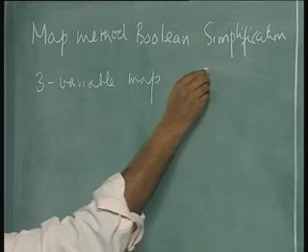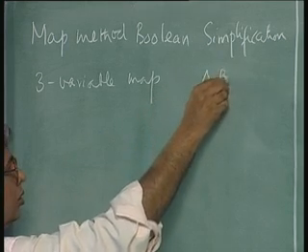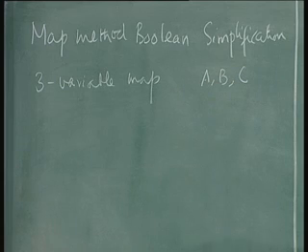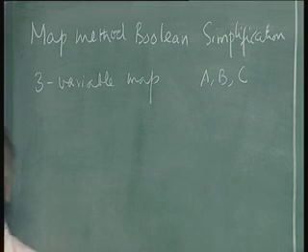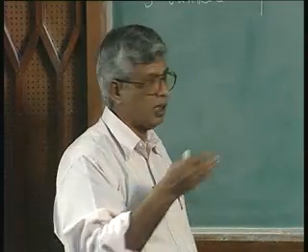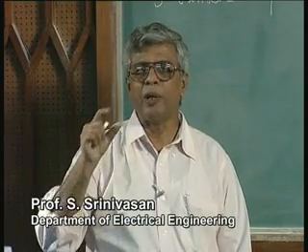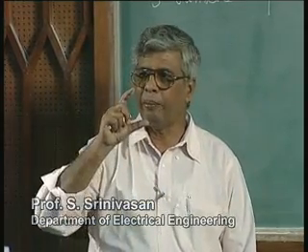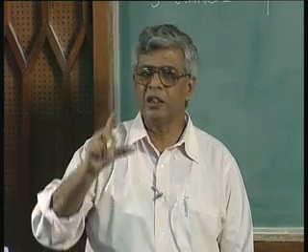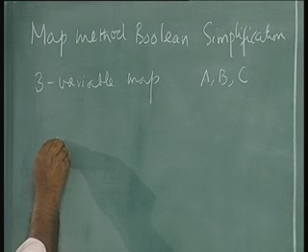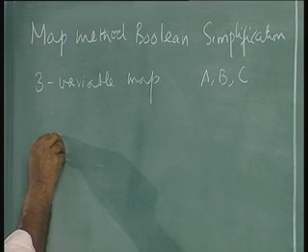Let us say the variables are A, B, C. What are the 8 combinations of A, B, C? A bar B bar C bar, A bar B bar C, A bar B C bar, and so on, finally A B C. Now that means there are 8 possible values. So we will now draw a graph with 8 cells. So this is how it is going to look.